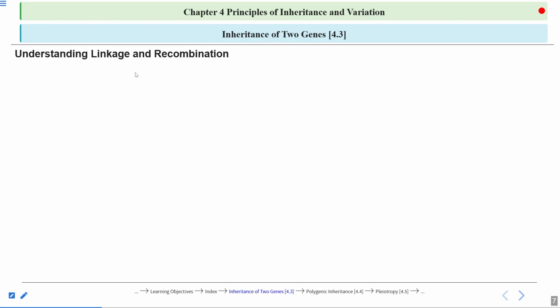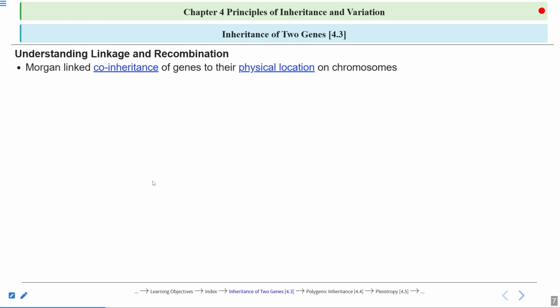Now let's understand linkage and recombination. So what Morgan said, Morgan linked the co-inheritance of the genes. What do you mean by co-inheritance of the genes? It means the two genes A and B, as shown in the figure, were inherited together. So Morgan linked co-inheritance of the genes to the physical location on the chromosomes, the physical location where they are present on the chromosome. So they should be present on the same chromosome and the distance between two genes should be less.